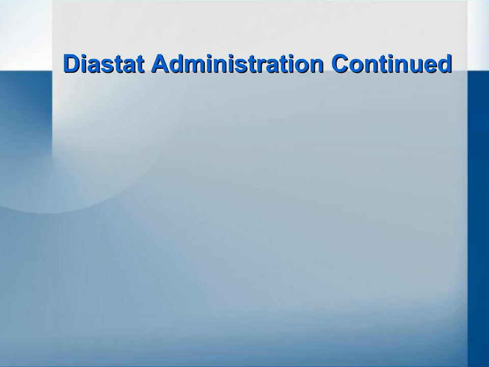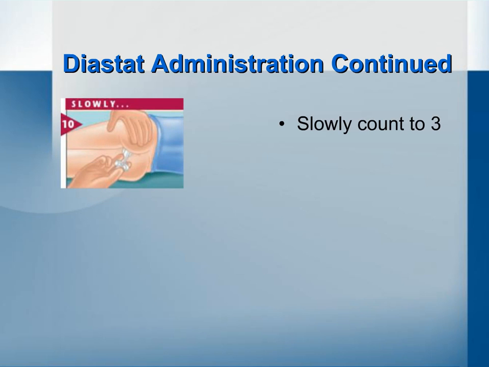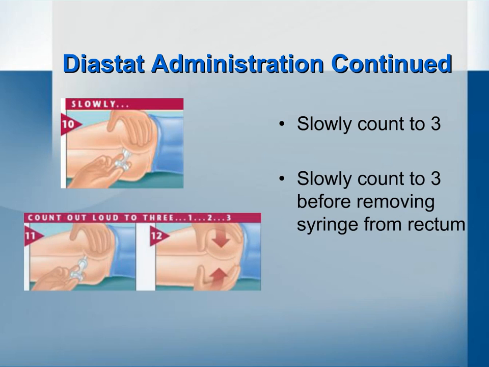You're going to count to 3 during each of the next steps. Slowly count to 3 while gently pushing the plunger until it stops. Slowly count to 3 before removing the syringe from the rectum. And slowly count to 3 while holding the buttocks together to prevent leakage of the medicine.